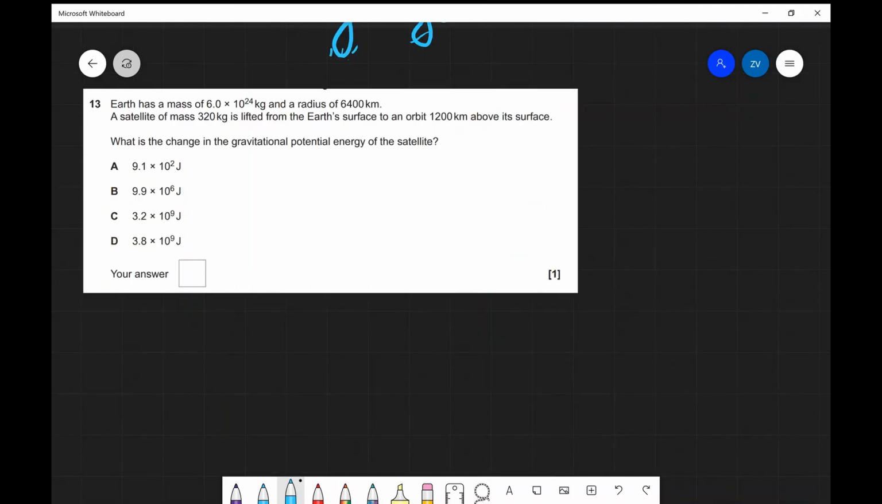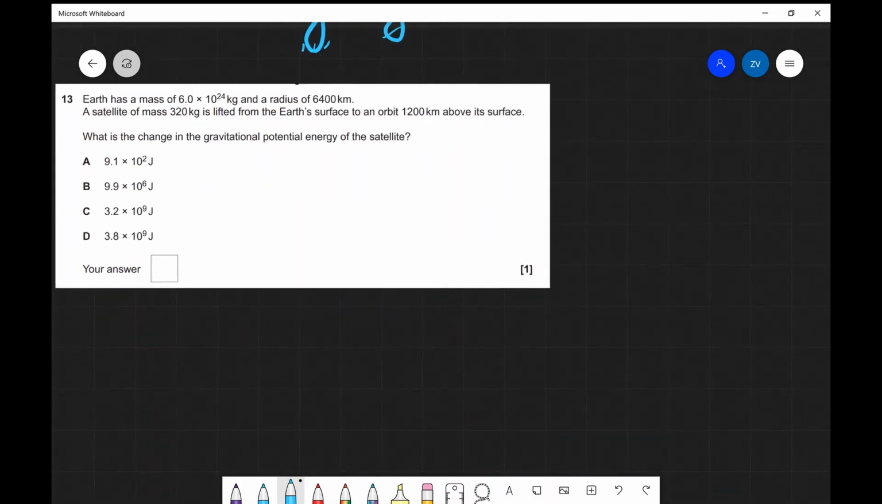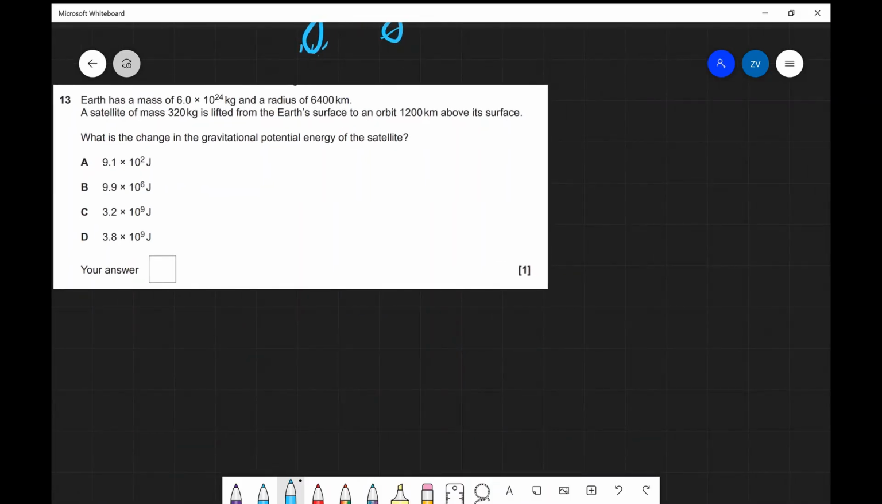Nearly there guys, question 13. The Earth has a mass of 6.0 times 10 to the 24 kilograms and a radius of 6,400 kilometers. We're setting off a satellite. We have the mass of the satellite and the height of its orbit. What is the change in the gravitational potential energy of the satellite?